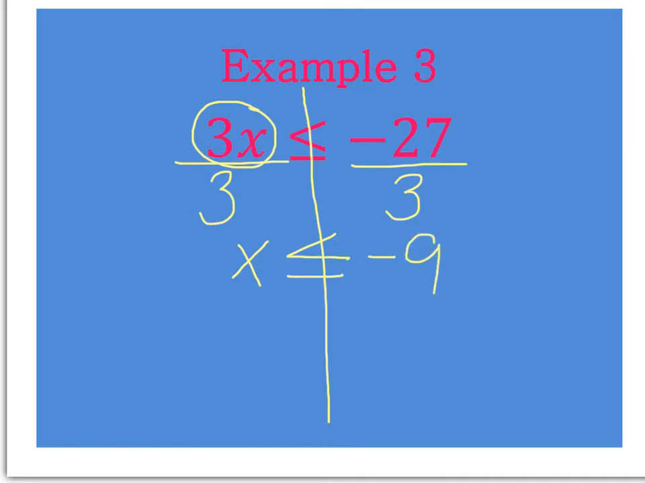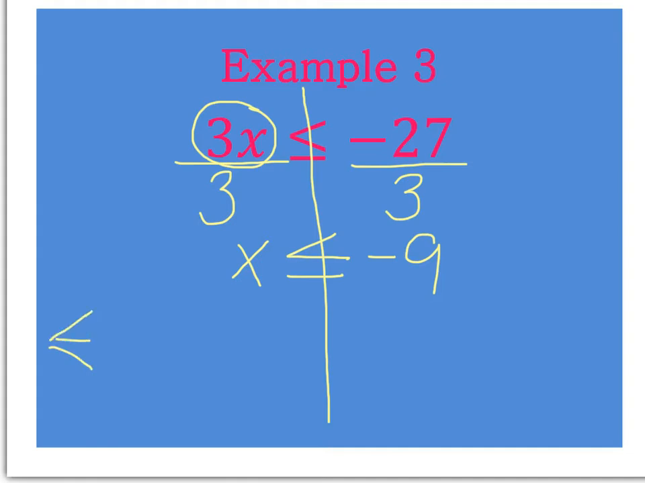So now we have x is less than or equal to -27 divided by +3, which gives us -9. And here again, this means that -9 will make this a true statement, because if we plugged in -9 for x, 3 times -9 would give us -27. And so here, -27 is less than, or it could be equal to, -27. And then any number that is less than -9 could also be put in for x for our multiple solutions.